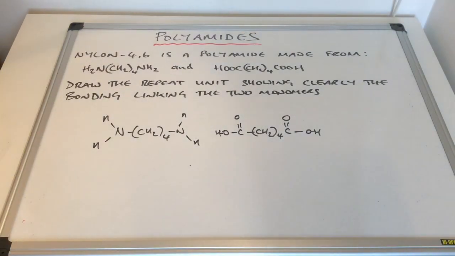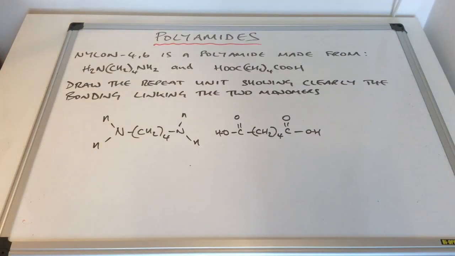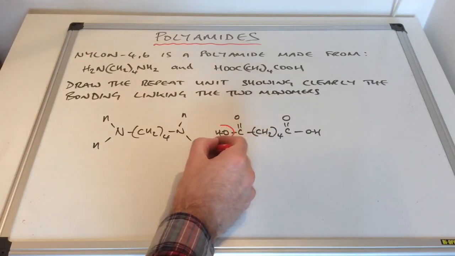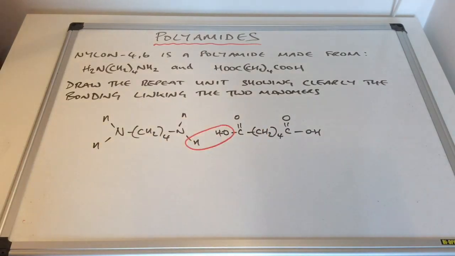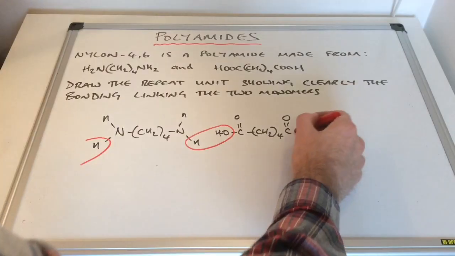It's always easy to see it when it's in displayed formula, so I've drawn up the displayed formula for the two monomers, and we're going to apply that same old lasso chemistry. We're going to make the water molecule by taking the OH from the carboxylic acid group and the H from the amine group. We need to do that at this end and of course at this end.